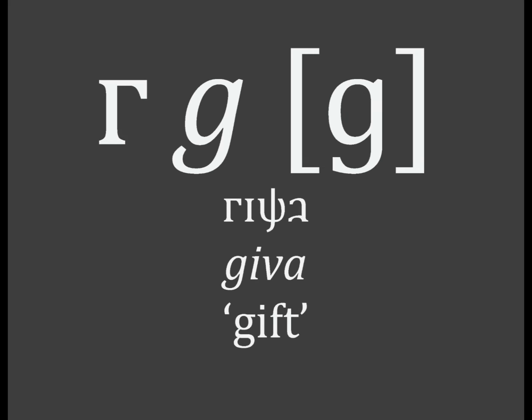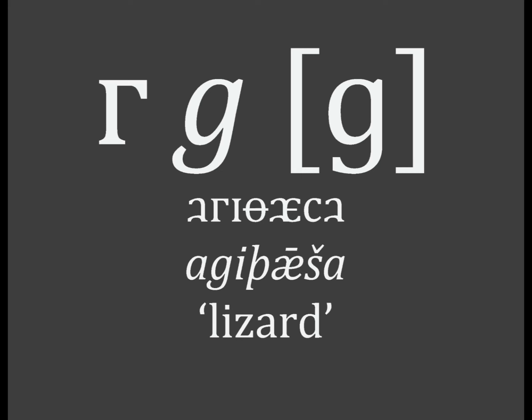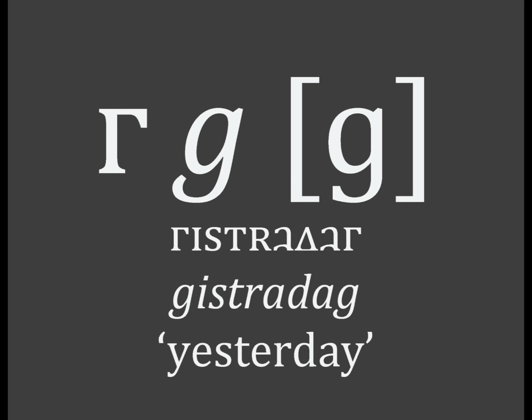Giva means gift. It is a voiced velar stop, pronounced like the G in gift. It is transliterated as the letter G. Gangna, to go. Agithesha, lizard. Gistradag, yesterday.